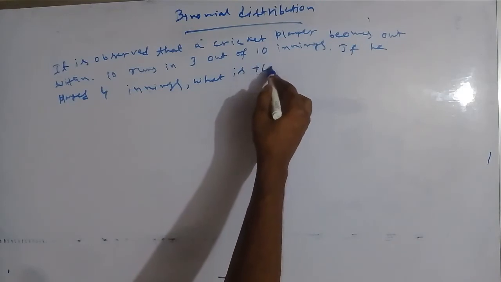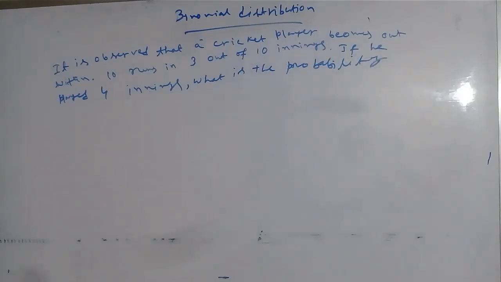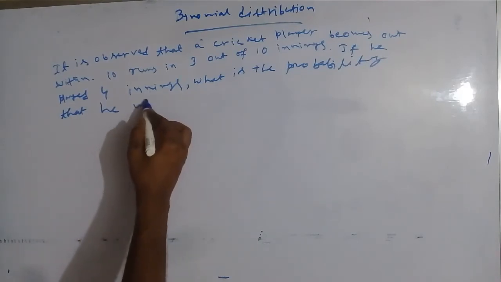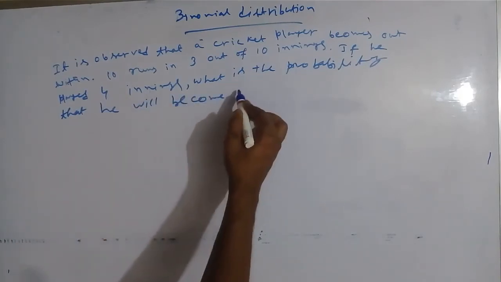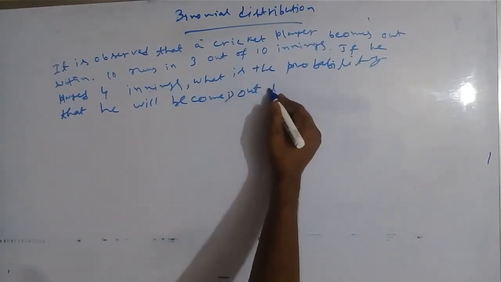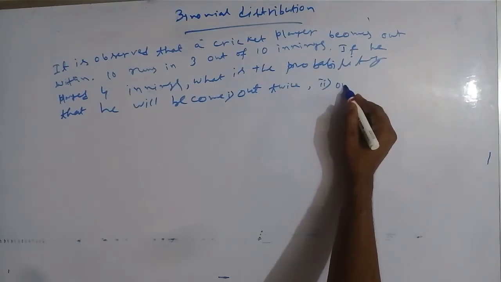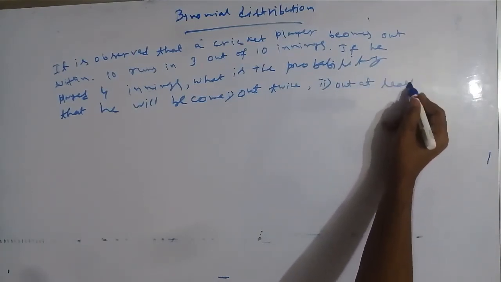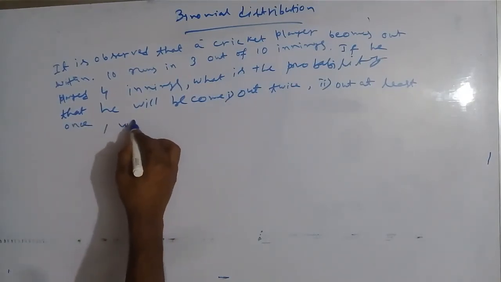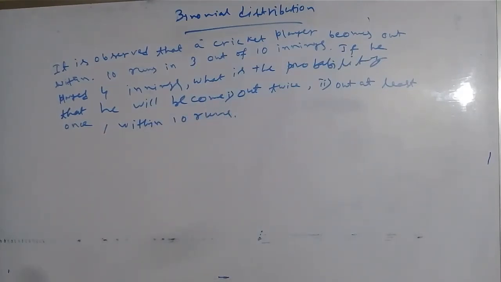What is the probability that he will become out twice? Number 1, out twice, and number 2, out at least once, within 10 runs. Okay, so this is our question.